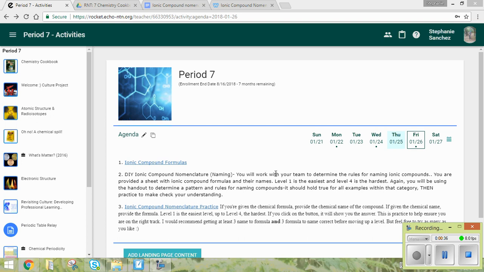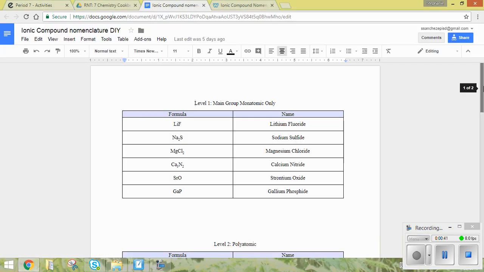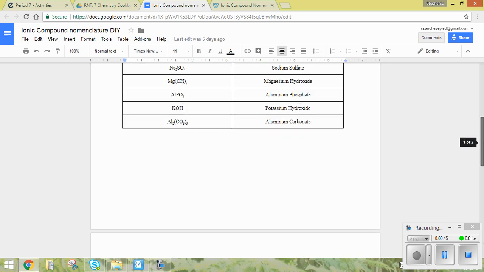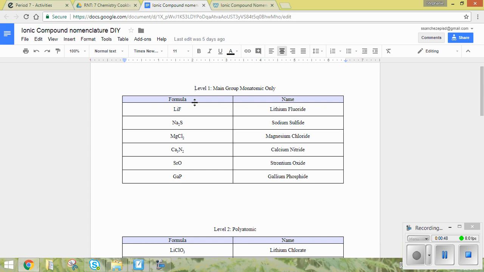So on each of your tables, there's a sheet that looks like this. Level 1, Level 2, Level 3, and Level 4 are on the back. I've provided the different formulas for compounds as well as the correct name for that compound. So your task is to figure out how did they go from formula to name and from name to formula. So what you have to do is go through all 6 of these to make sure whatever pattern or whatever rule you discover is true for all 6 of these.